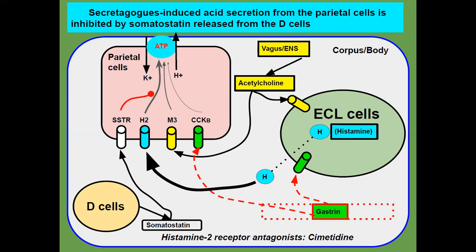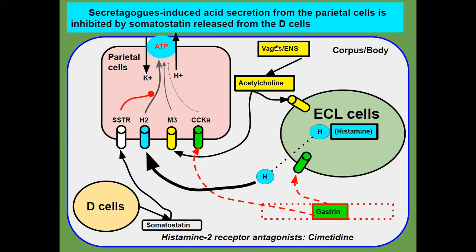Okay, let's see how these three secretagogues coordinately work together to induce acid secretion from parietal cells. For these three secretagogues, there are two ways. One we call the direct way. The direct way means these three secretagogues all bind receptors on the parietal cells, eventually inducing the parietal cell to release acid. Okay, let's see one by one.